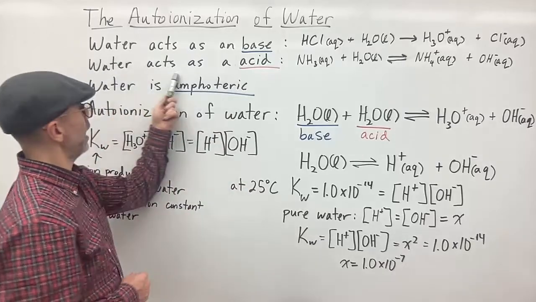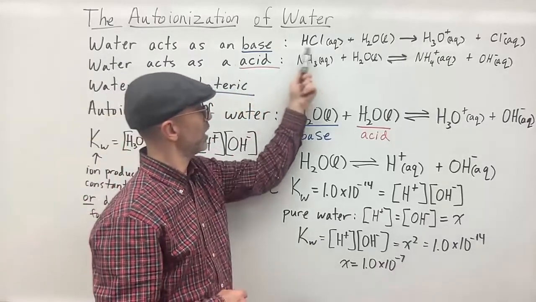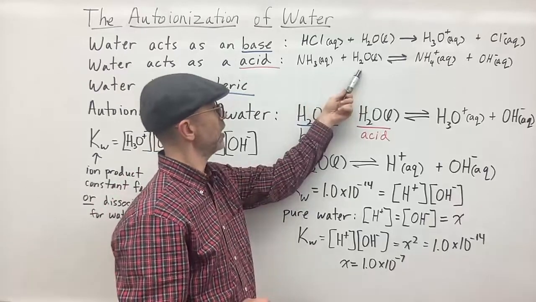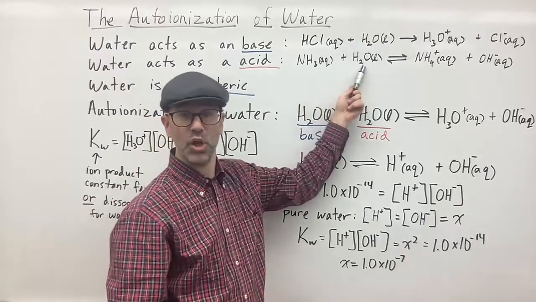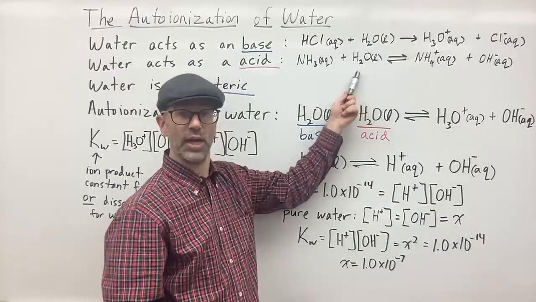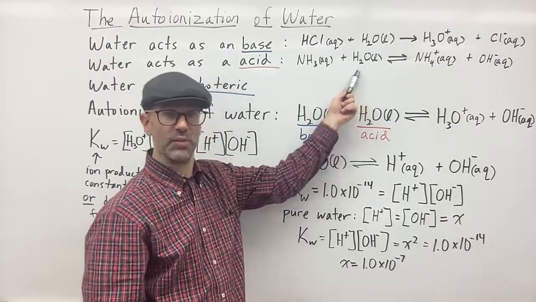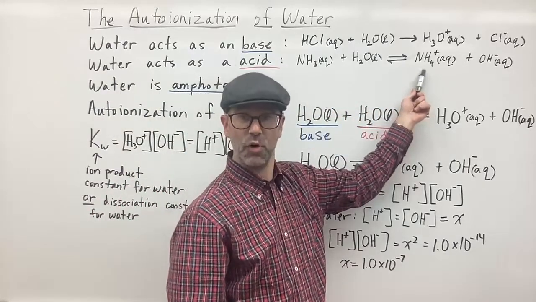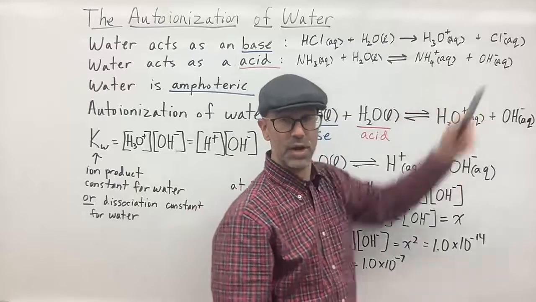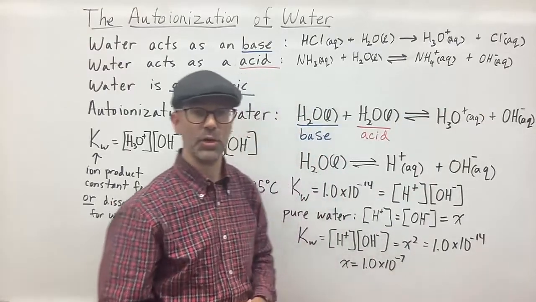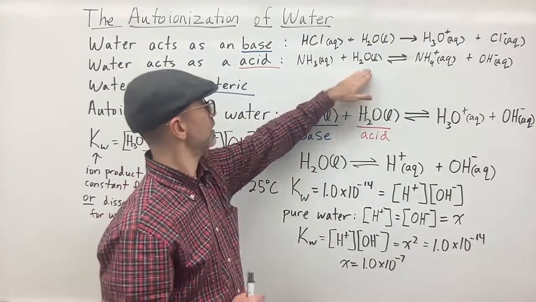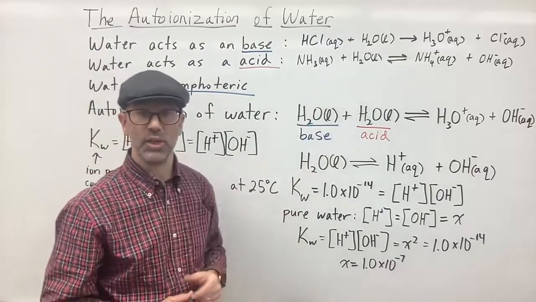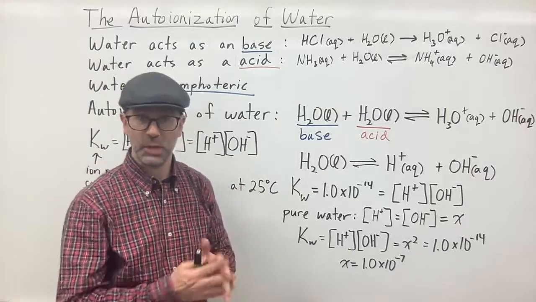And here water acts as an acid in this case. So here we have a weak base, and that's going to react with water. And here, water is going to be the donor. So water is going to donate a proton, or H plus, to the ammonia, and you're going to get ammonium, NH4 plus, and the hydroxide ion left over. And so here, water is acting as an acid. So we're using the Bronsted-Lowry definition of acid and base here.